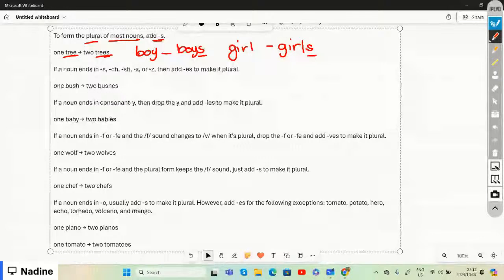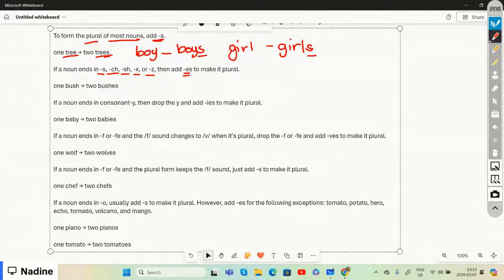But now, when it comes to, for example, when the word changes, if we want to show plurals of words that end in S, that end in CH, that end in SH, that end in X or in Z, then all we have to do is add ES to make it plural.